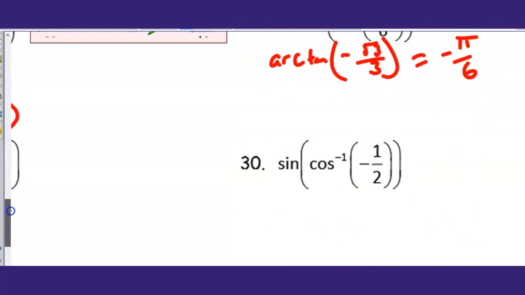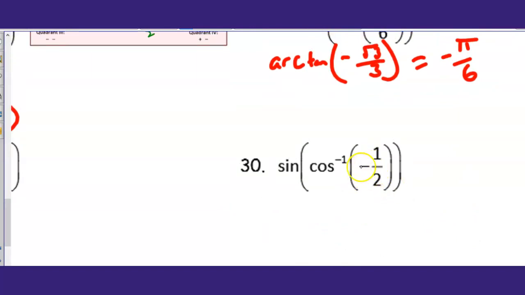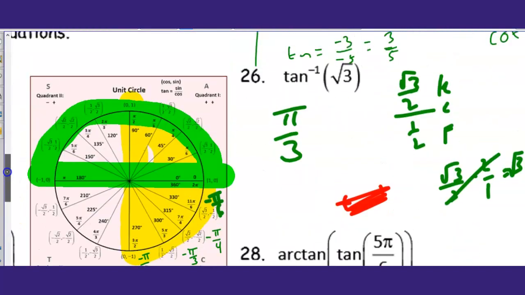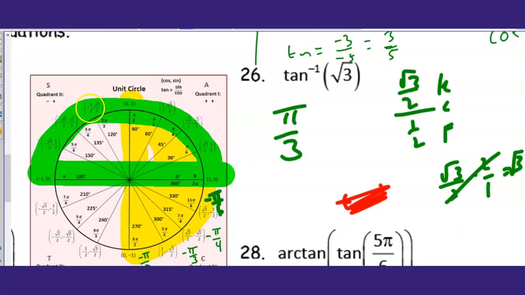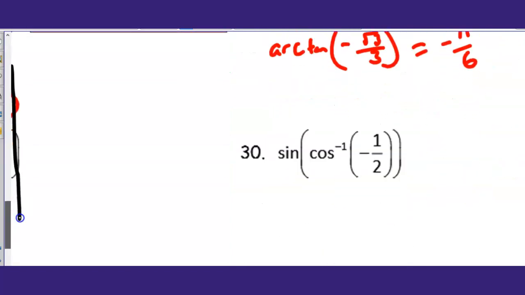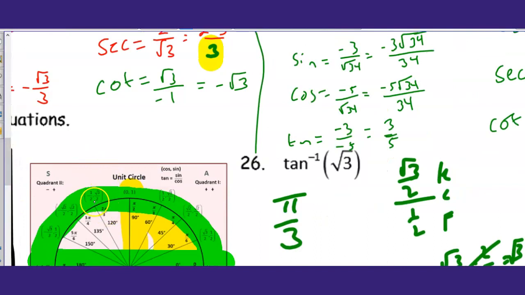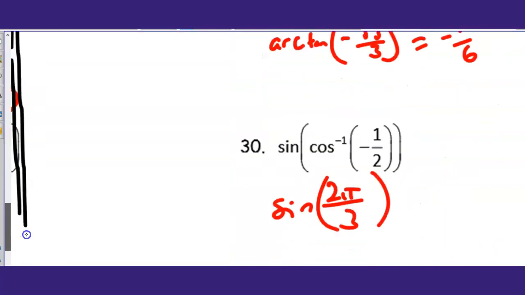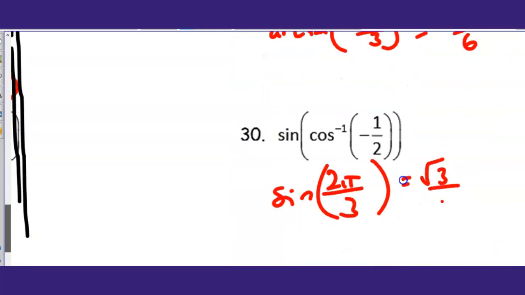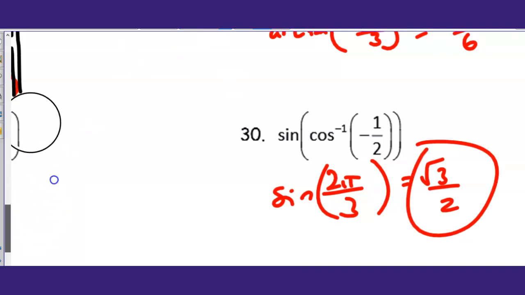Alright, 2 more. Cosine inverse of negative 1/2. Again, look at the top half, the green. Where's cosine negative 1/2? Right there, 2 pi over 3. So now I find sine of 2 pi over 3. Again, I'm not looking for the inverse, so I'm looking for the actual y value of 2 pi over 3. So I go to 2 pi over 3, radical 3 over 2. Right there. And then we got one problem left.